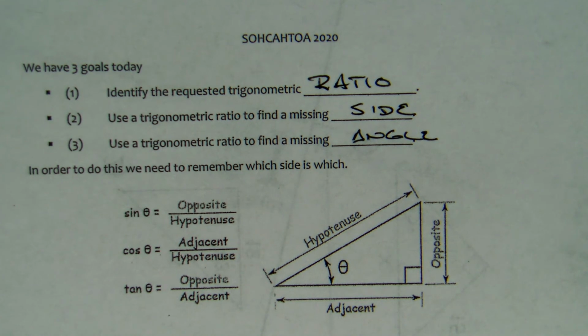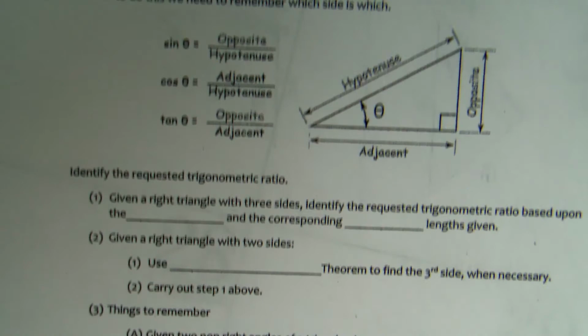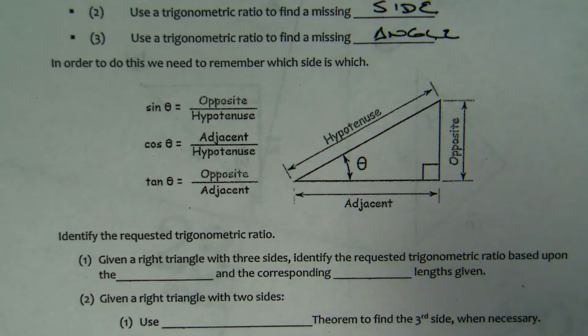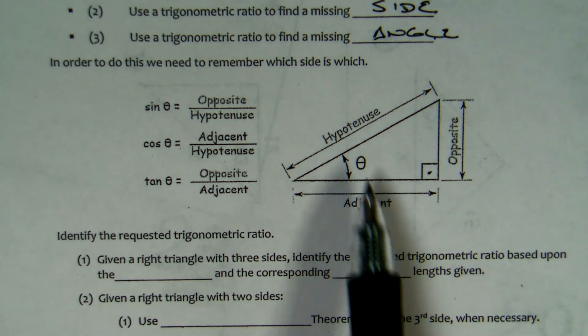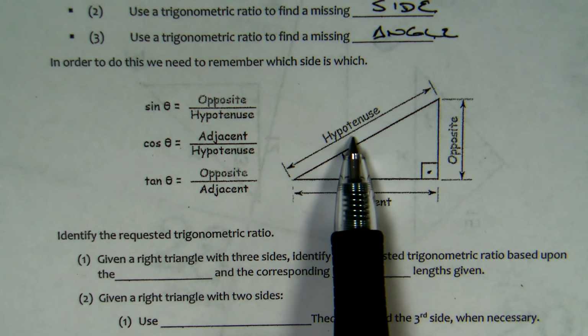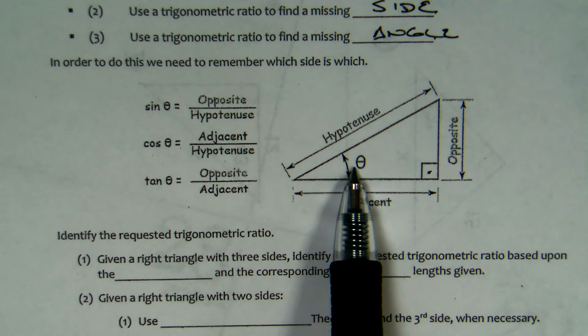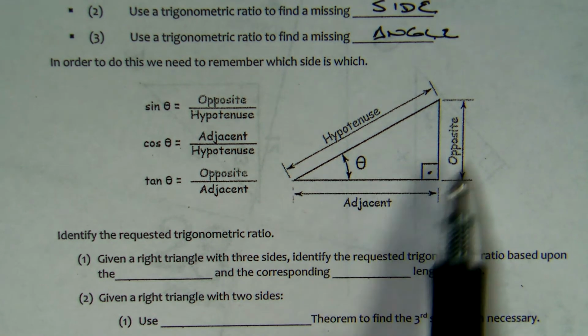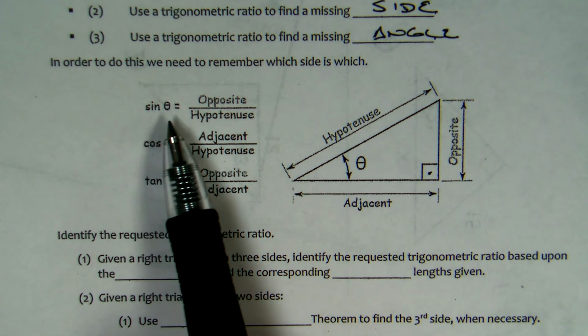All right, so the first thing we do is we realize the sides. Here's our right angle. We're talking about right triangles. Later in the year, we'll deal with non-right triangles, but right now, it's right angles. The hypotenuse is the same, just like the Pythagorean theorem. It's opposite the right angle. This is our reference angle, theta. The opposite doesn't touch it. The adjacent touches it. And then these are the ratios.